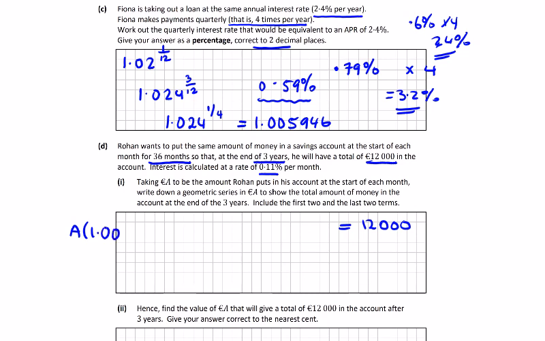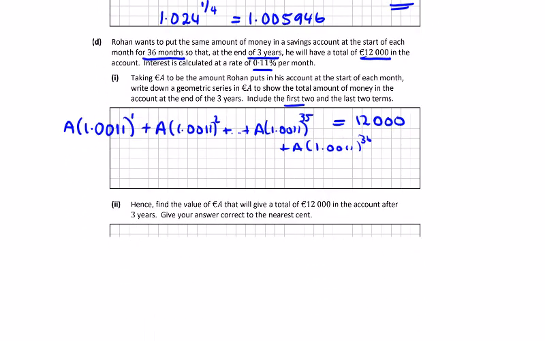0.11% is 0.0011. So the first payment plus the second payment. Is he putting it in at the start of each month? So he's getting an interest payment at the end of each month. So A by 1.0011 to the power 36, the first two terms and the last two terms, plus A by 1.0011 to the power 35, and then plus A by 1.0011 to the power 36. All of them are equal to 12,000. So we have a sum of n payments here. S of n is equal to a times 1 minus r to the power of n over 1 minus r.